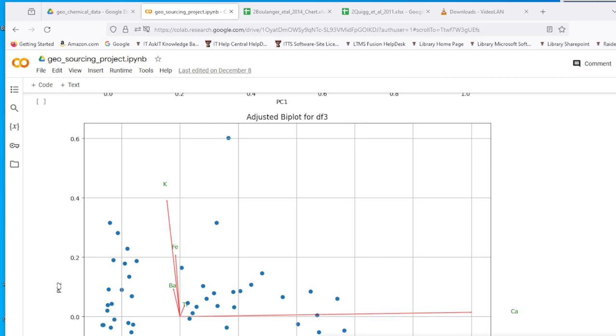Moving on, k-means was next applied. The objective was to group the samples in each data set into clusters based on their geochemical signature. K-means clustering was applied to both data sets, DF1 and DF3.